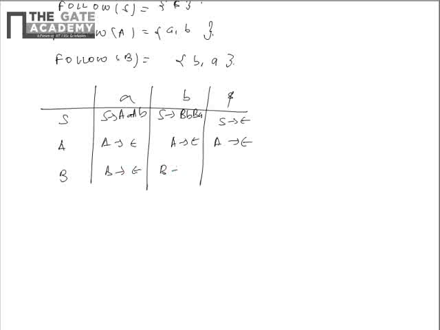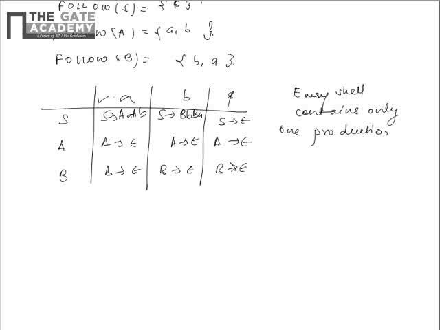So if a cell contained more than one value for a particular input, it would not be LL(1). But every cell contains only one production, or no production. Therefore it is LL(1).